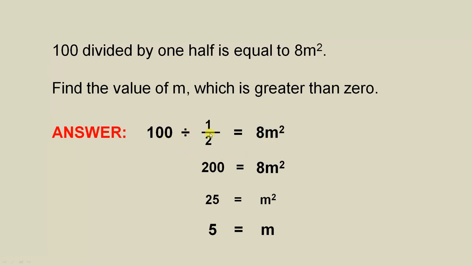Now 100 divided by 1/2 is 200. Of course, a half into 100 goes 200 times. That's 8m squared. If we divide both sides by 8, that gives us 25 equals m squared. Therefore 5 equals m. Of course the square root of 25 is 5, and we only want the answer which is greater than 0. So m equals 5 is the answer.